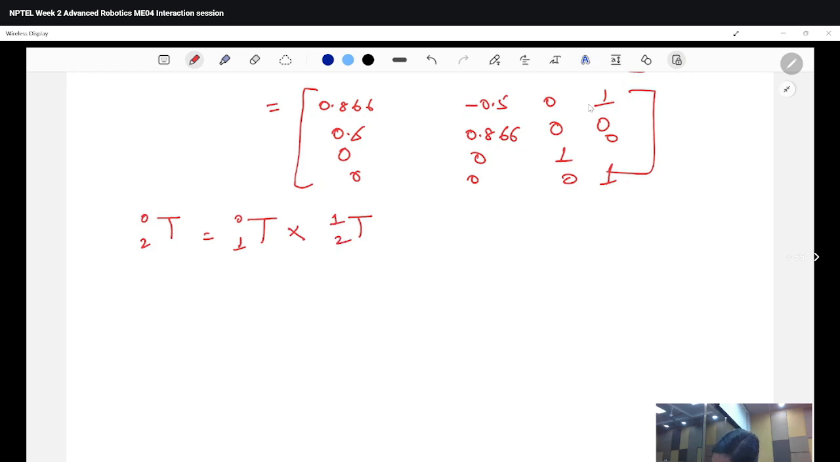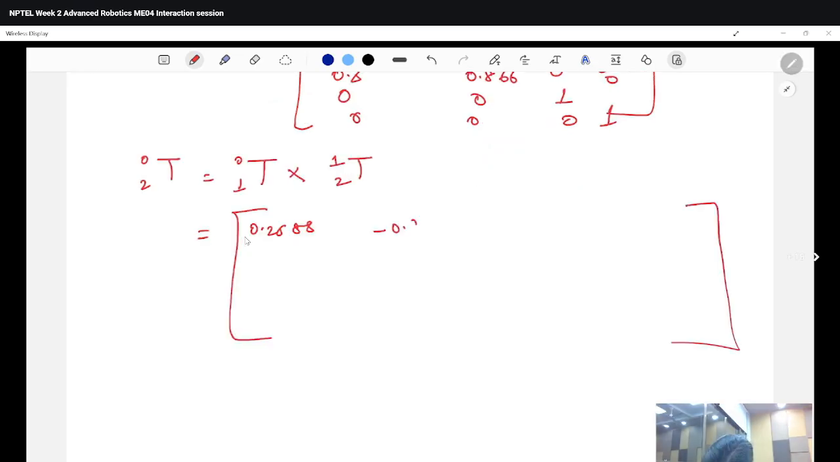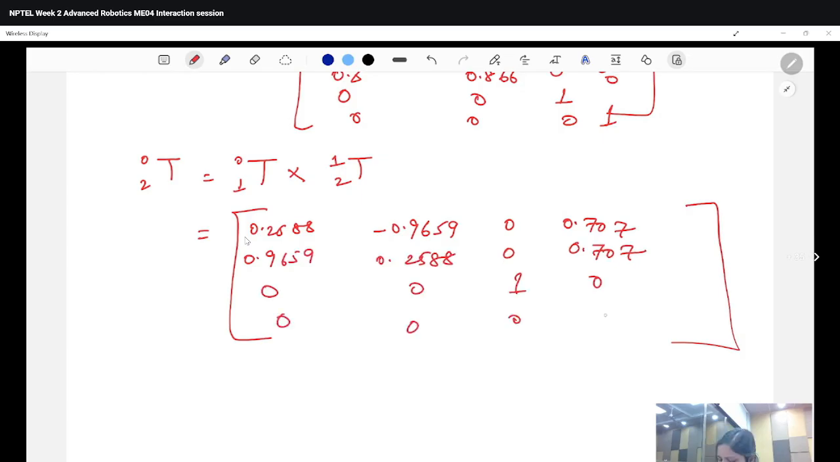Once we write this, the total transformation matrix for going from the 0th link to the second link would be what? It would basically be a multiplication of both transformation matrices. So what do we do here? We write the first transformation matrix and multiply it with the second one, and we get this matrix after multiplication.